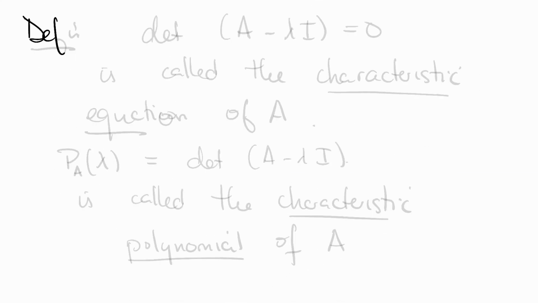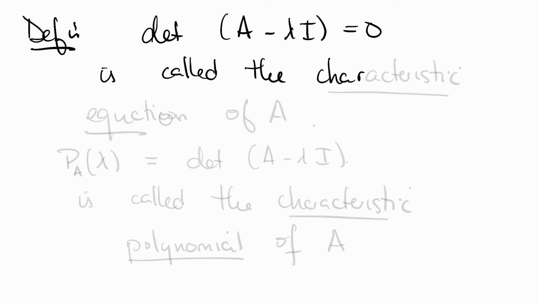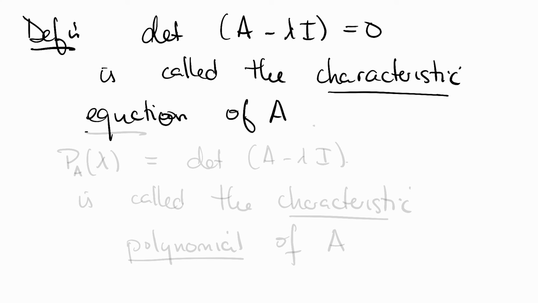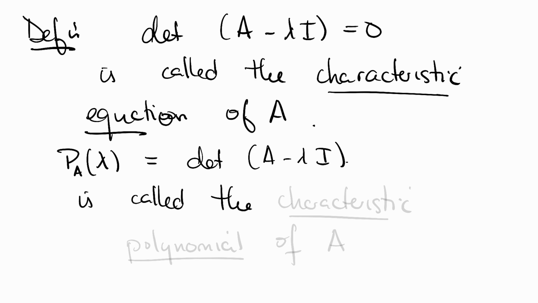Definition. The determinant of A minus lambda I is equal to 0 is called the characteristic equation of the matrix A. Notation: P sub A with lambda in parentheses is equal to the determinant of A minus lambda I, and is called the characteristic polynomial of A.